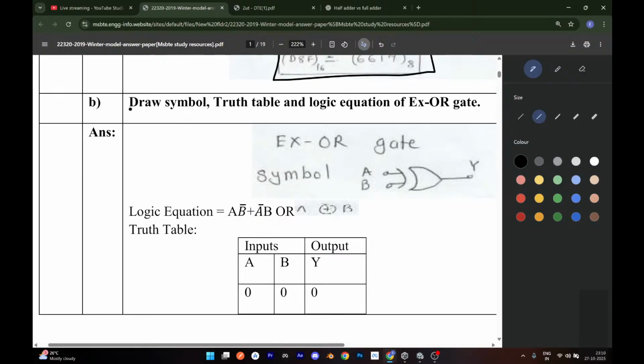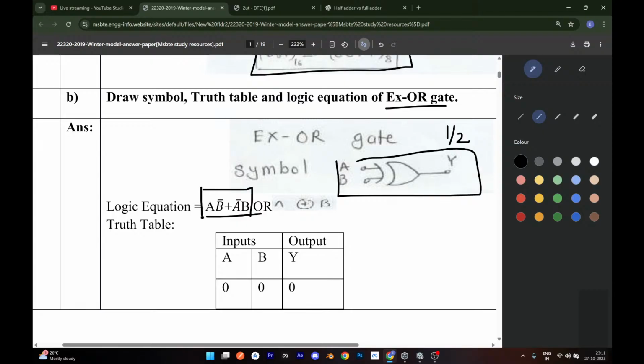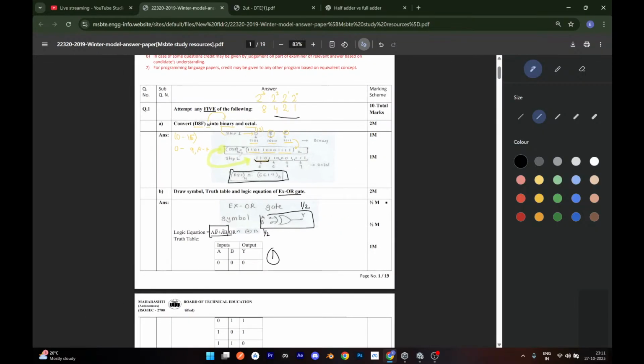After that, we have to draw the symbol and truth table for the logic equation of the XOR gate. Now, first we have written the symbol which is this for approx half marks. Then the equation which is this, the most important part, again for half marks, and for 1 mark your truth table. This is how 2 marks have been bifurcated here, as we can see.